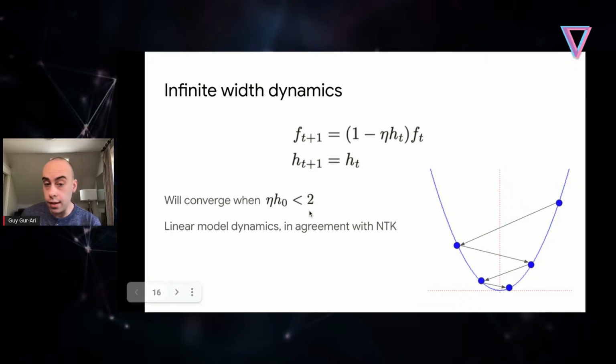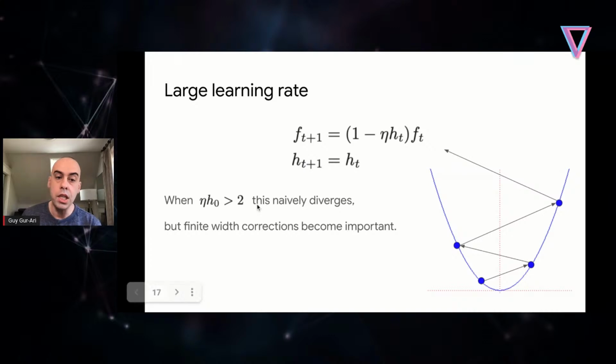Okay, and this is a known result from linear models. So there's nothing new here. Okay, so far so good. Everything is here. We're training with a learning rate beyond a certain threshold. We find that the model is linear, and this agrees with the NTK result. Okay, what happens when we cross this threshold?